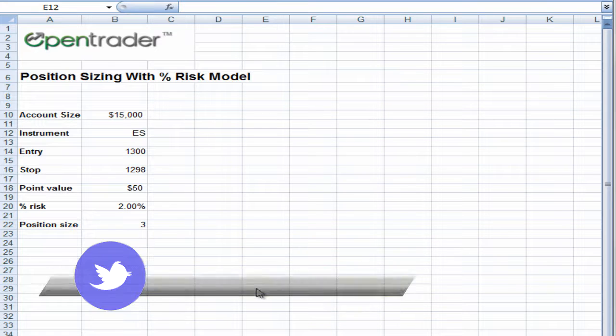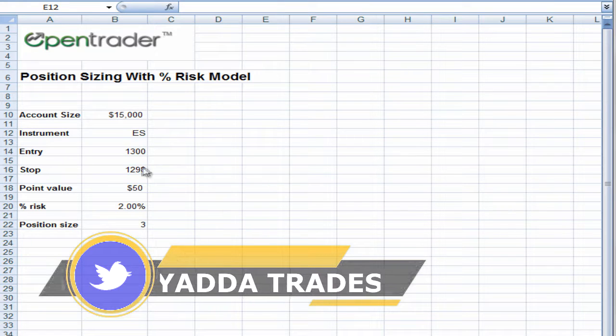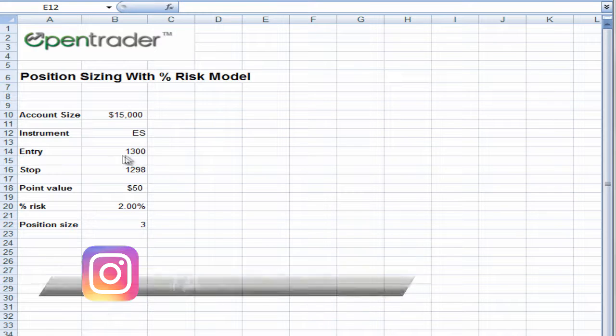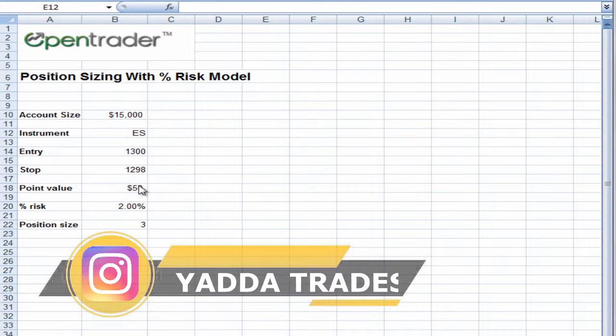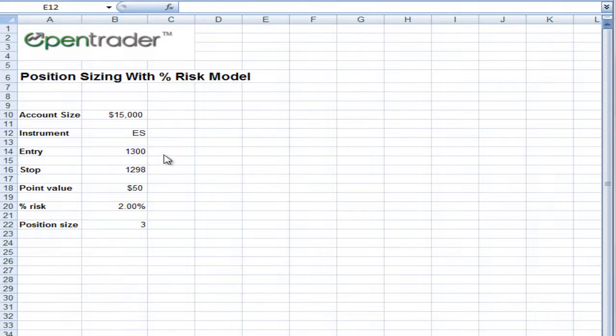Now, how do we come to that? Well, it's very simple. If our stop is 2 points, that means if we enter here and our stop gets hit and we exit, 2 points times $50 a point of the S&P is a $100 loss. It's a $100 loss per contract. But we want to risk $300, 2% of 15,000. So how many contracts do we have to use to risk that? Well, 3. If one contract will give us a loss of $100 and we want to risk 300, we'll have to use 3 contracts. So it's that simple.